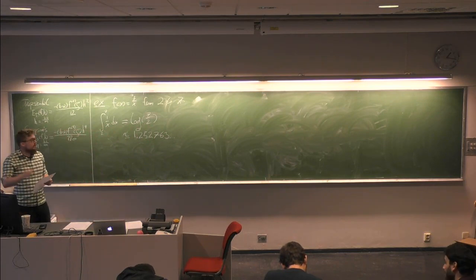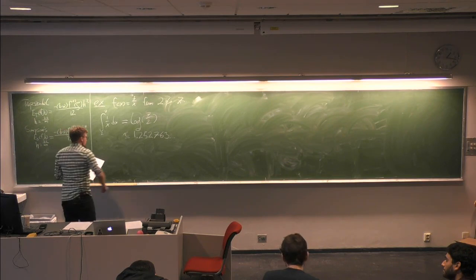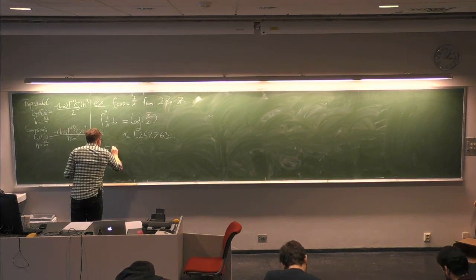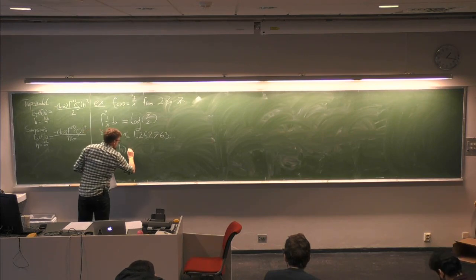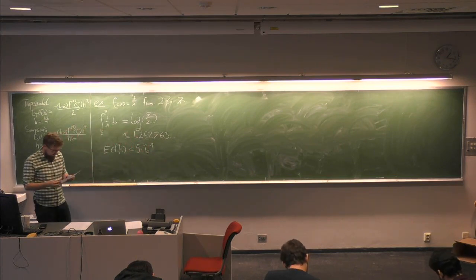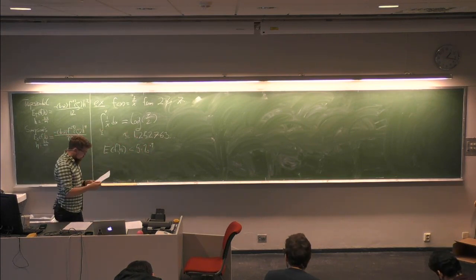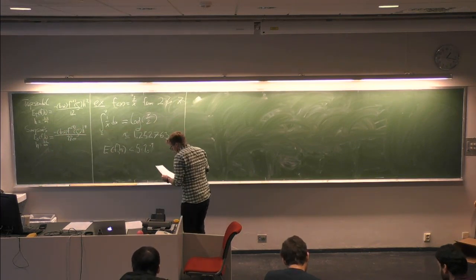Okay, so we want to solve this using the trapezoidal rule and the Simpson's rule with an error less than 5 × 10⁻⁹. Okay. How do we do this?